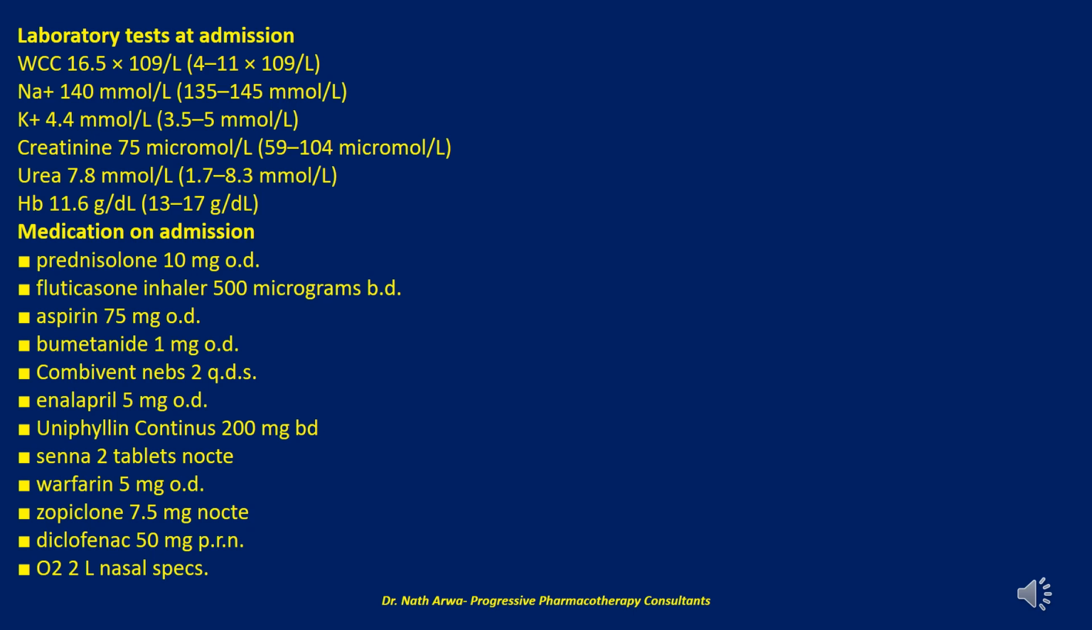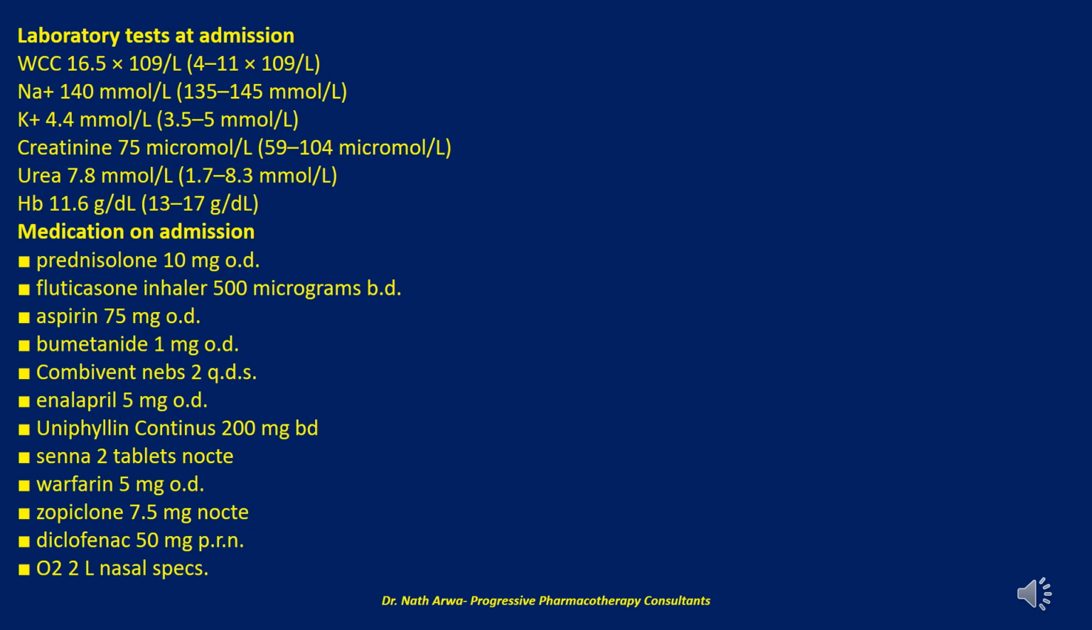Medication on admission are listed below. 1. Prednisolone 10 mg once daily. 2. Fluticasone inhaler 500 micrograms inhaled twice daily. 3. Aspirin 75 mg once daily. 4. Bumetanide 1 mg once daily. 5. Combivent nebs 2-4 times daily. 6. Enalapril 5 mg once daily. 7. Uniphyllin Continus 200 mg twice daily.